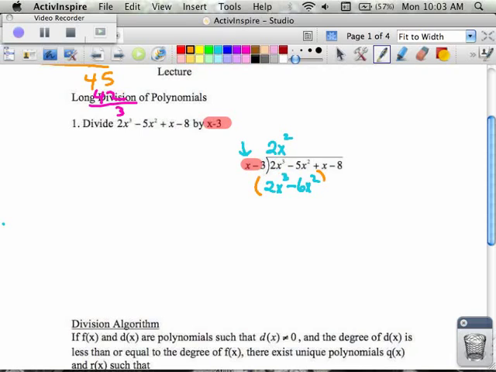So I look at all that stuff and I subtract it. Now if things work out well, the first thing always goes away. That's the whole point. So 2x cubed minus 2x cubed, there are no x cubes anymore. Negative 5x squared minus a negative 6x squared is positive 1x squared. Bring down the next thing, which was a positive x.